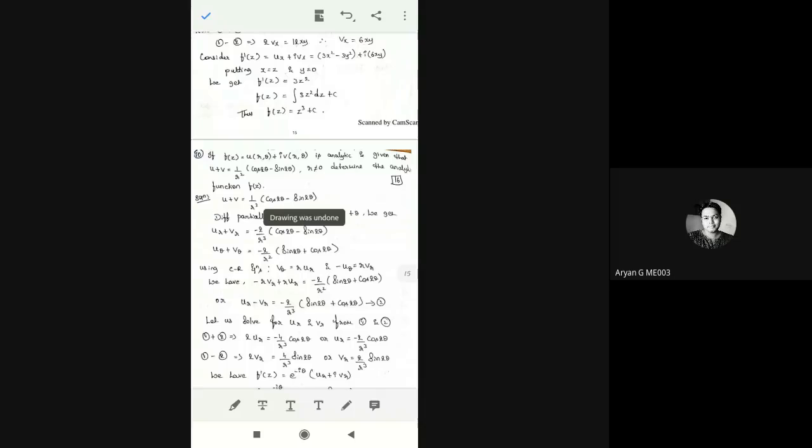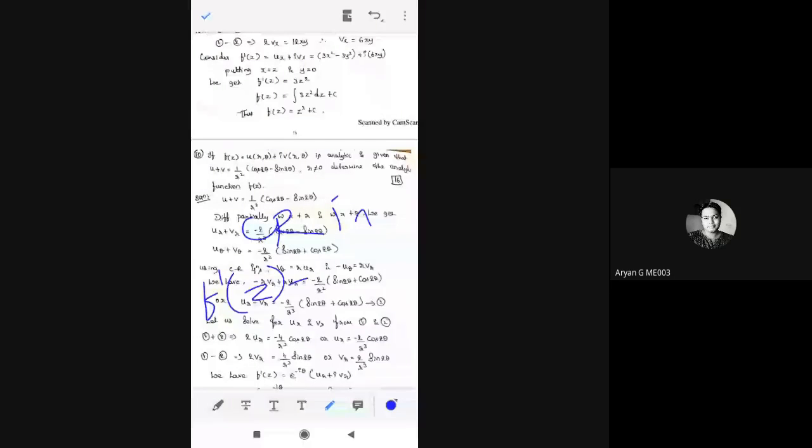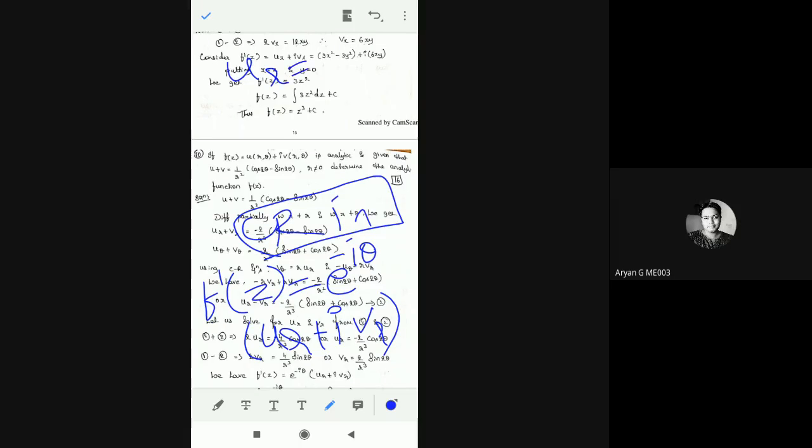So the same thing we're going to repeat. What is going to change is only the CR equations. The CR equations in polar form will change, and then f dash of z will change. So here f dash of z is e power minus i theta into ur plus i into vr. So this you should remember. This is very, very important. And the CR equations in polar form: ur is equal to 1 by r v theta, and vr is equal to minus 1 by r u theta.